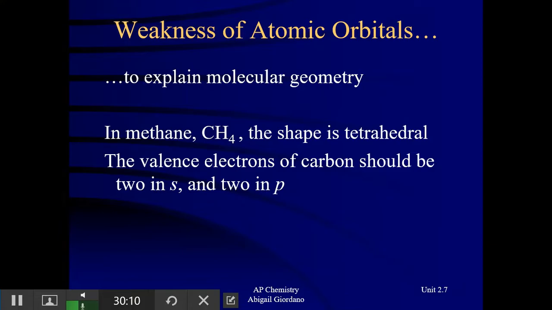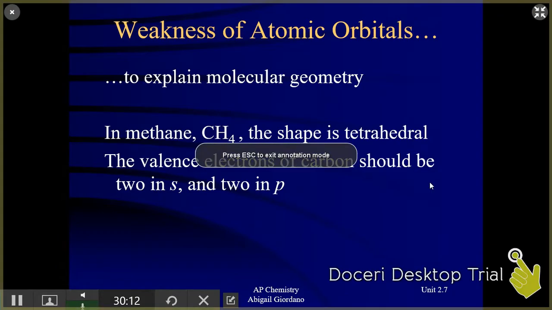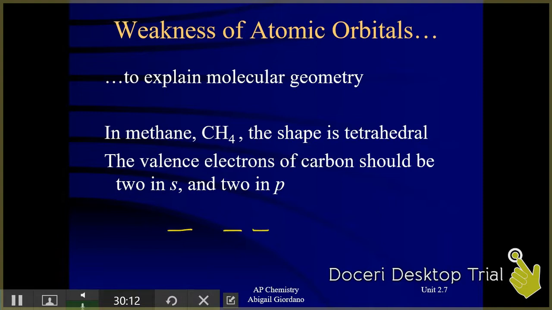Okay, fine. Well, here's the thing though. If you were to look at where carbon is on your periodic table, carbon has 4 valence electrons. And if we thought back to our previous unit and drew out those 4 electrons in what we called orbital notation, this is what it would look like.